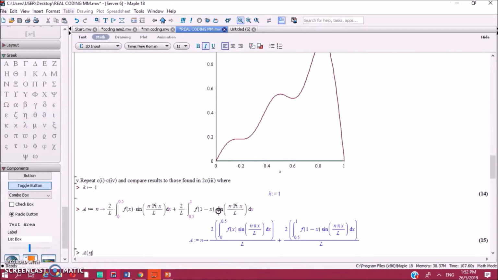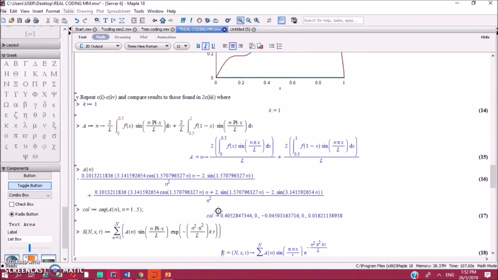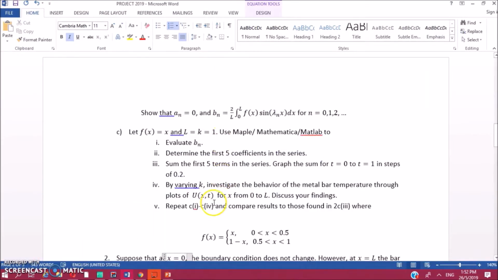Then we move on to question number 5, where we need to repeat C1 until C4 and compare the result to those found in C3. For question number 5, we are given the principal function x on the interval 0 to 0.5, and 1 minus x on 0.5 to 1. We need to find their new Bn.